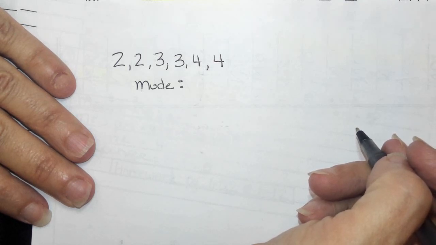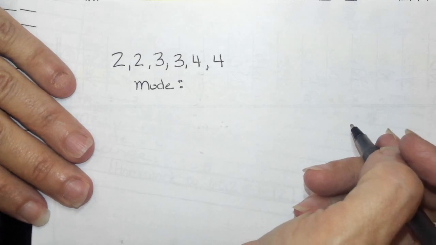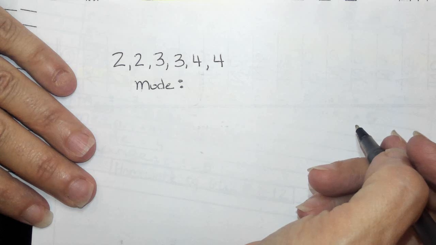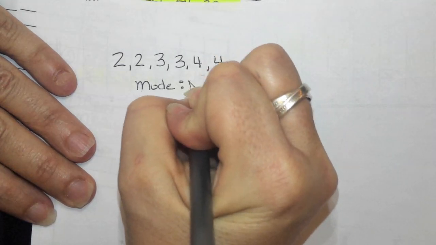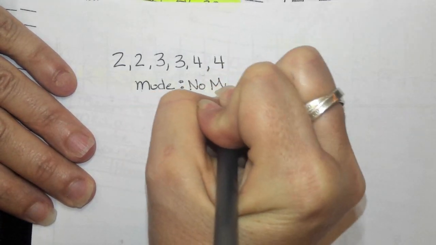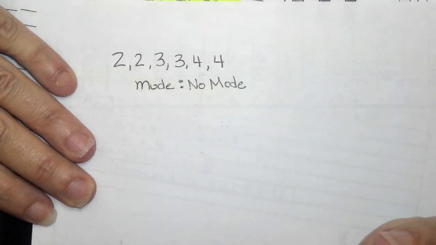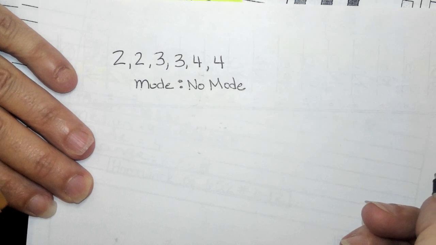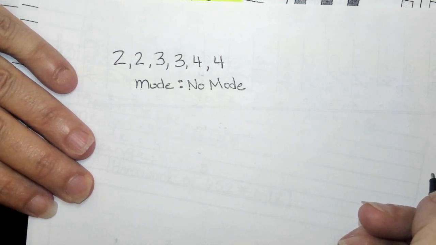Listen. For the mode, since they all repeat twice, none of them repeat any more than the others, then there is what we call no mode. Because none are repeating more than the others. You also cannot put a 0, because a 0 is a number. That would mess you up.